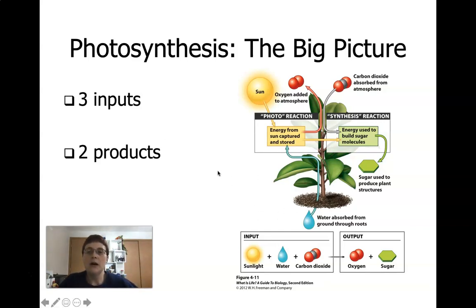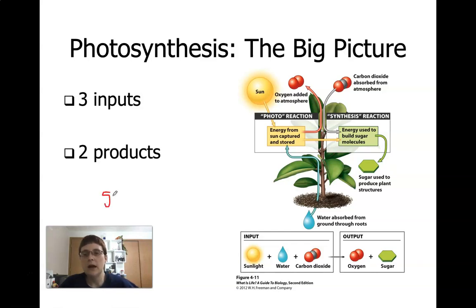So, what comes in, there are 3 inputs. So this is what we were just talking about a little bit ago. So sunlight energy, water, H2O, and carbon dioxide, CO2. And you can write these either way. So if you are comfortable writing them as words, you can write them as words.